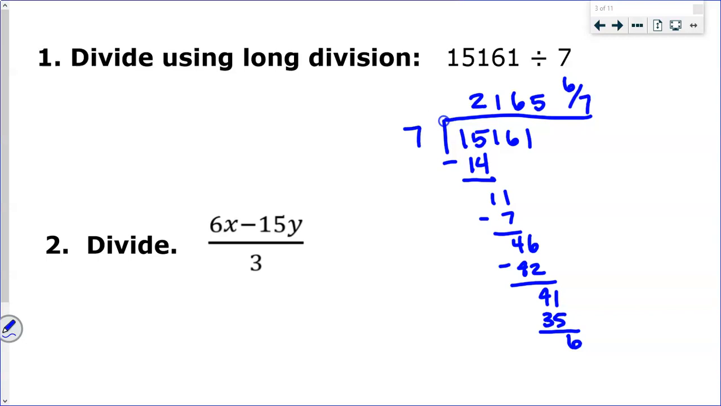So now with number 2, what we're going to do is split this up. So we're going to do 6x divided by 3. And then we're going to do 15y divided by 3.